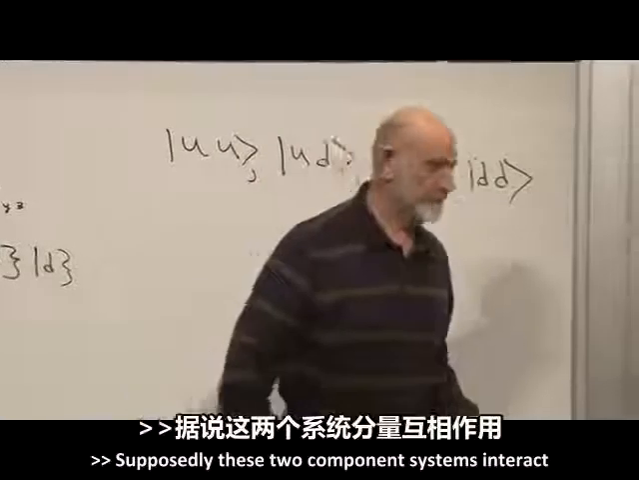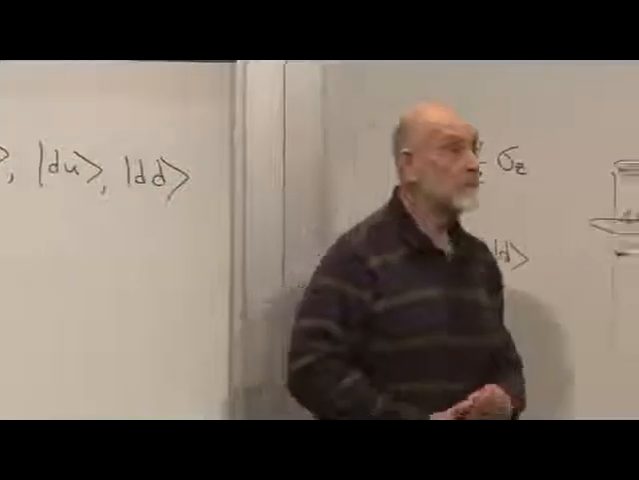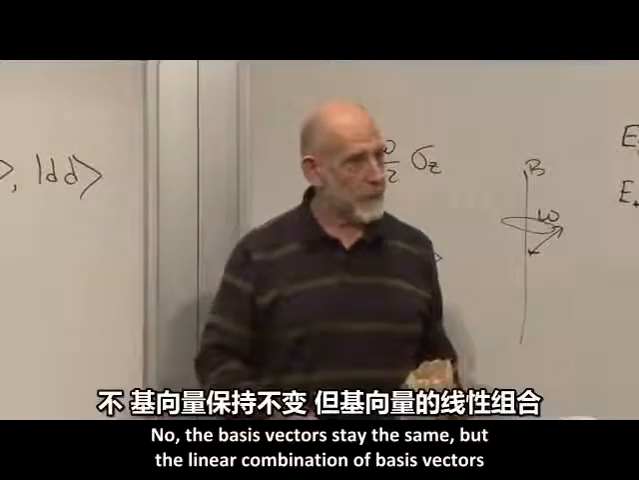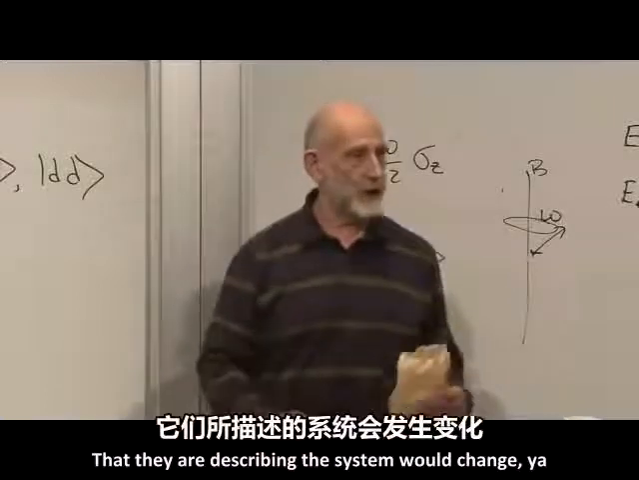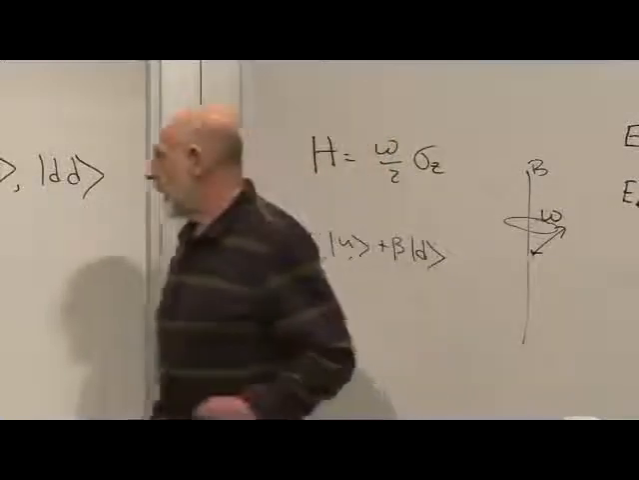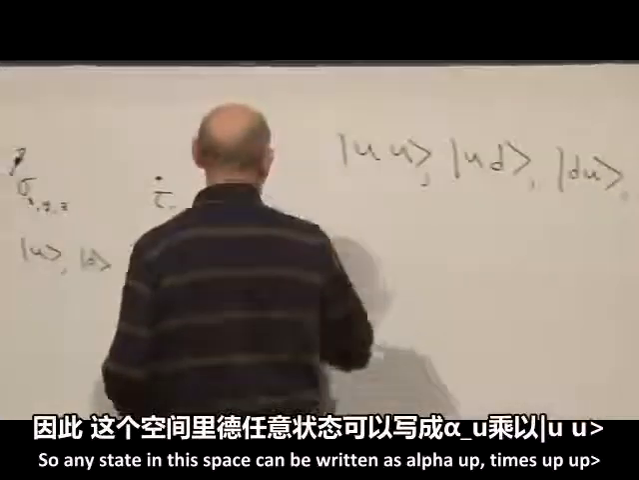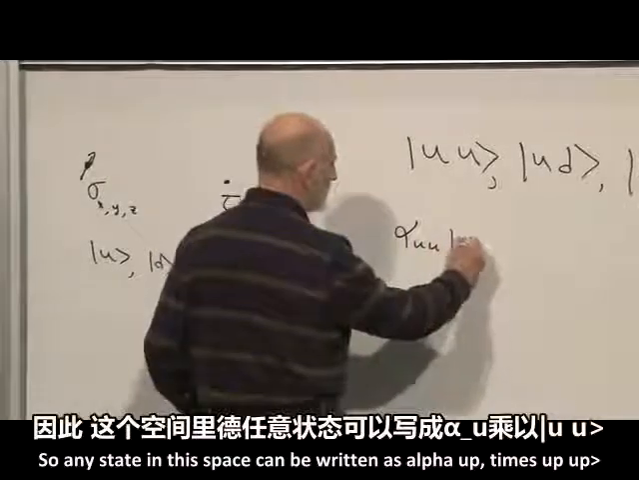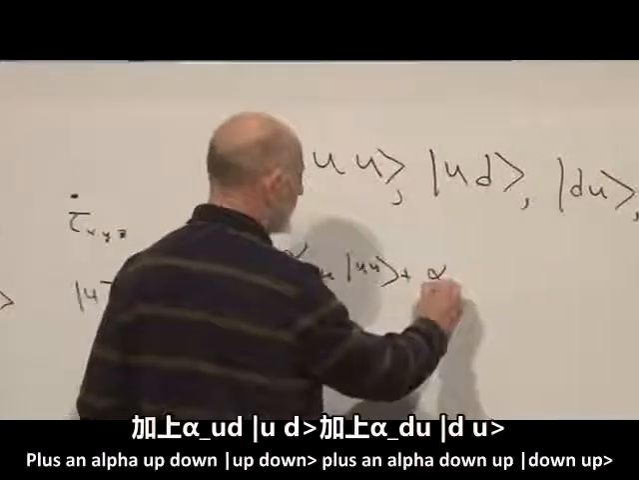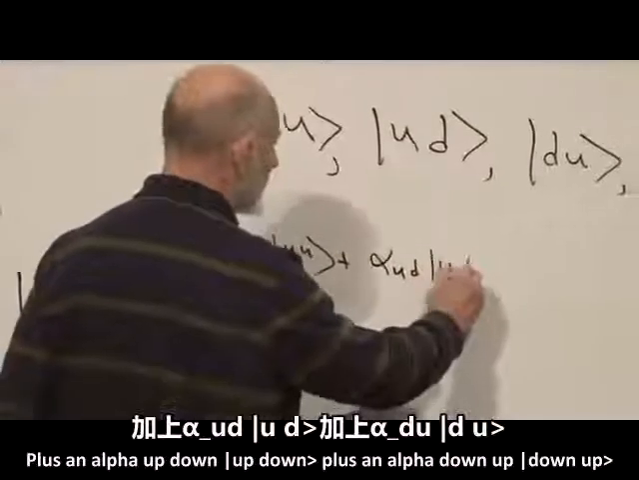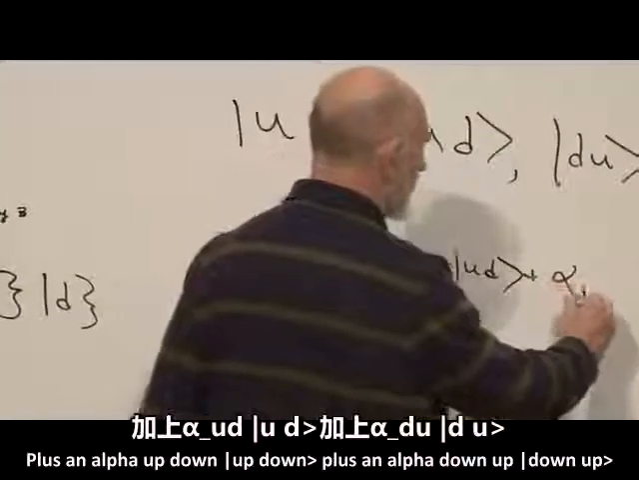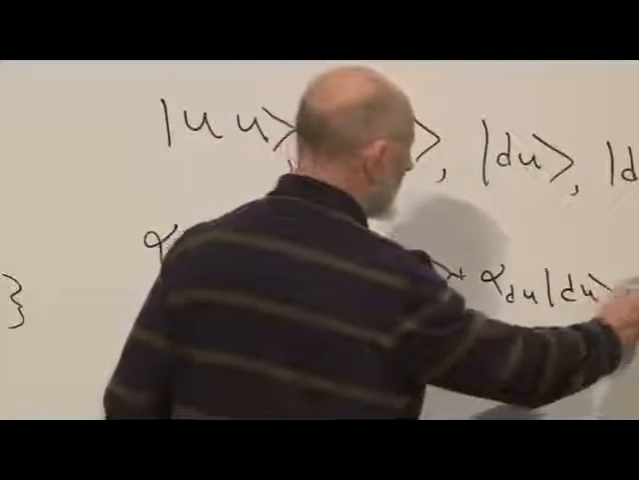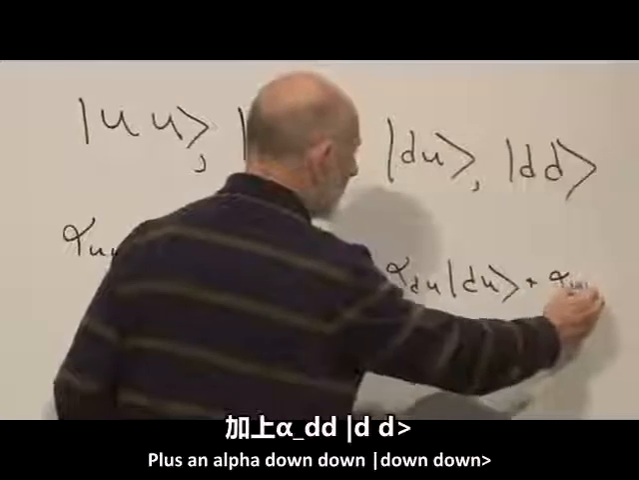Yes? Suppose these 2 component systems interact. Doesn't that change things? No, the basis vectors stay the same, but the linear combination of basis vectors that are describing the system will change. So any state in the space can be written as an alpha up up times up up, plus an alpha up down, plus an alpha down up, plus an alpha down down.